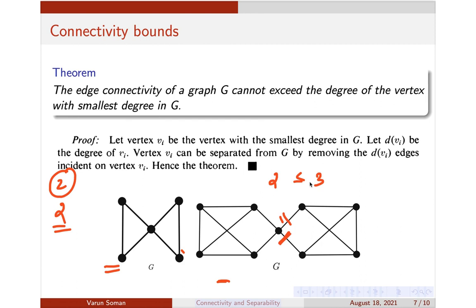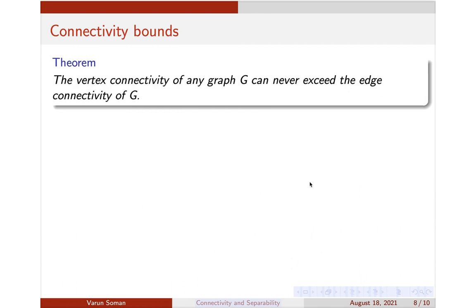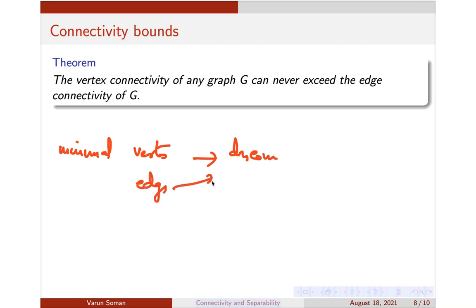Moving forward, the vertex connectivity of any graph can never exceed the edge connectivity of G. That is also a simple idea which you can easily understand. So first of all, try to understand the meaning of these things. Vertex connectivity is the minimal number of vertices which has to be removed so that the graph is disconnected, and edge connectivity is the minimum number of edges which has to be removed so the graph becomes disconnected.